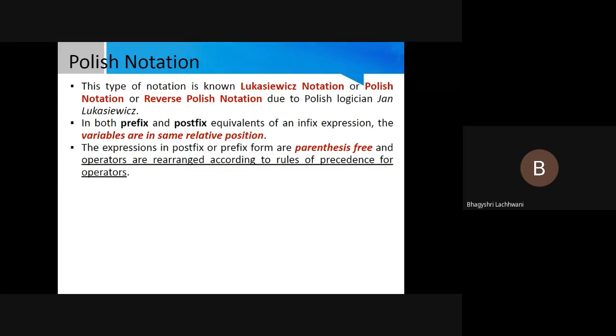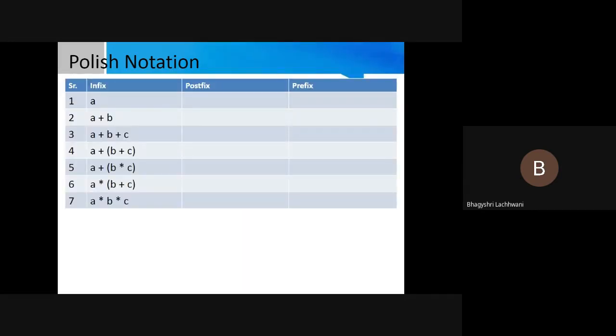In the Polish or reverse Polish notation, they are parenthesis free, which means we can rearrange according to the precedence. It will be more clear through the examples. We will take the examples. These are the sequences we are given. One by one we will convert the given expressions into postfix and prefix. The first we will take is A. Now it is only one operand, so the postfix will be the same and the prefix will be the same, both having the same result.